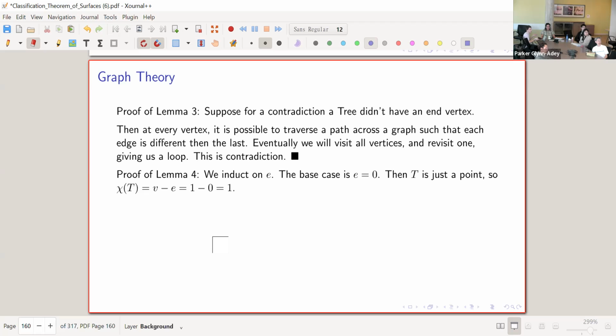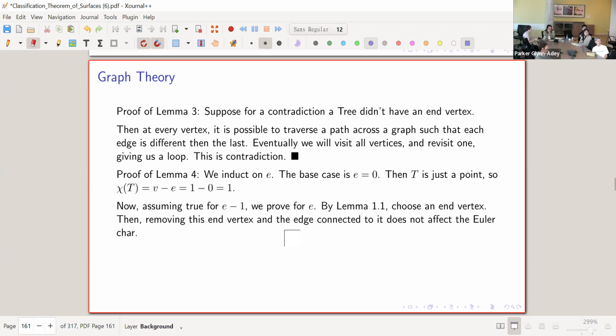So for the proof of lemma 4, we'll do some induction. We'll induct on the number of edges. So suppose we have 0 edges. Well, then our tree is just a point because the only connected graph that has 0 edges is just one vertex. So we must have that vertices minus edges is equal to 1 minus 0, which is just 1. And then now, assuming this is true for e minus 1, we're going to prove it for e. So by lemma 3, we're going to choose an end vertex, because we know an end vertex always exists for a tree.